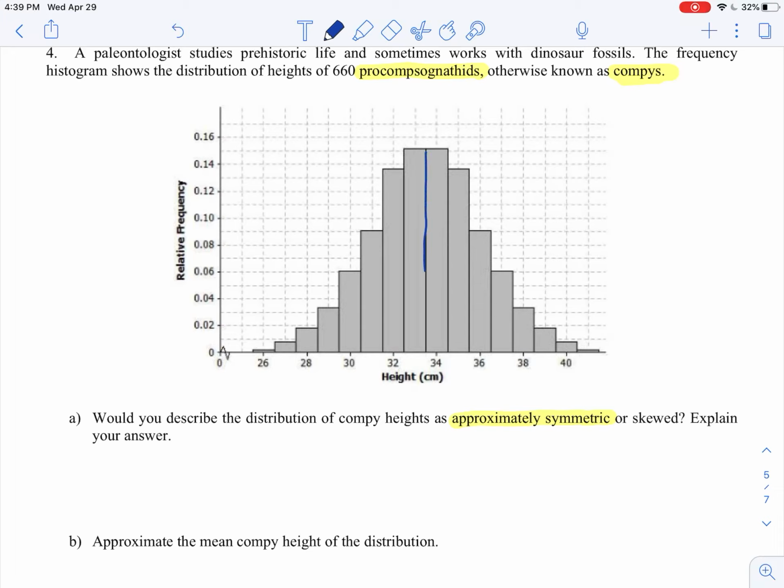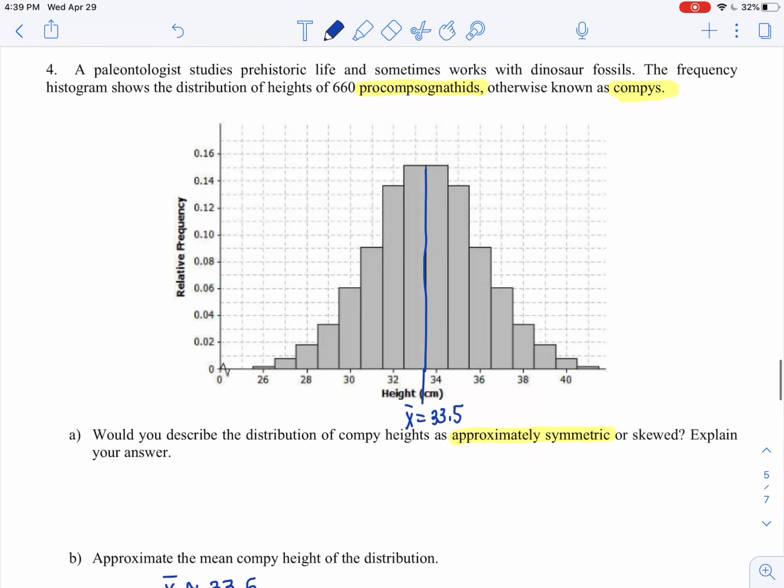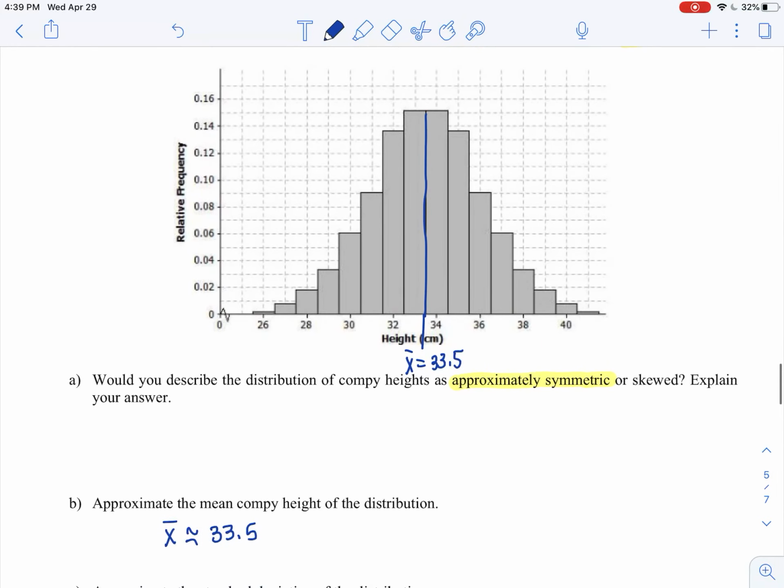So let's figure out what the mean probably looks like here. I would say the mean looks like it's falling somewhere in the middle. Again, this is not going to be perfect. I'm just going to ballpark it based on what I see. But I'm going to say that the mean looks like it's maybe at 33.5 or something like that. Okay, so we're going to use that the mean is approximately 33.5. So the mean height of a compy is about 33.5 centimeters.